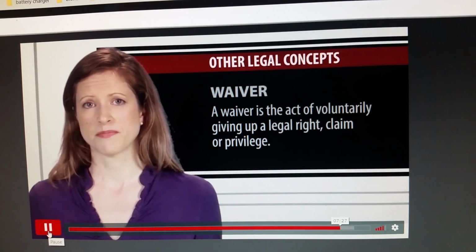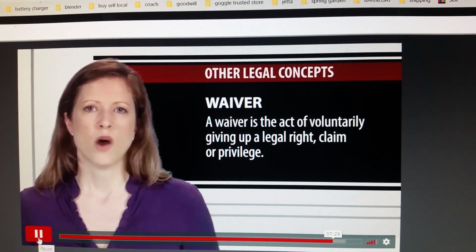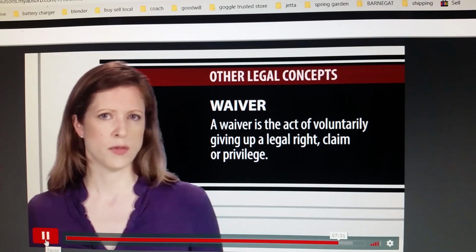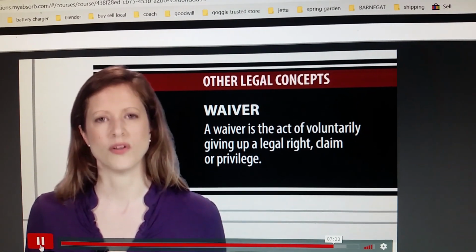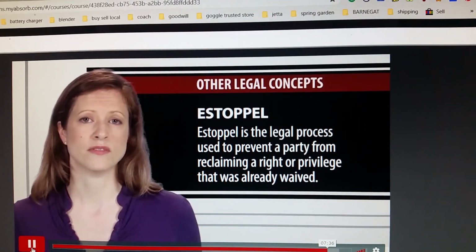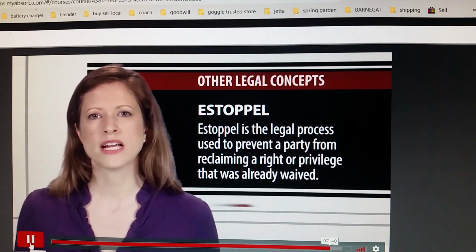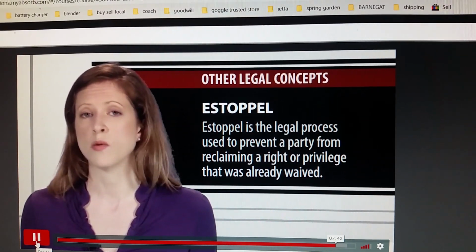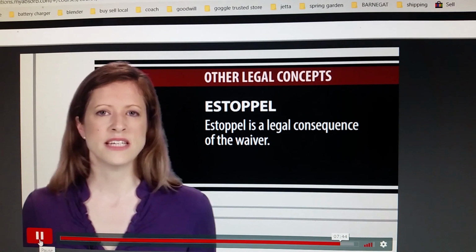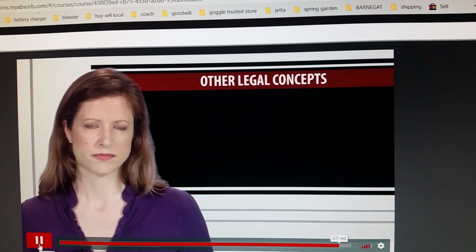Other legal concepts. Waiver. A waiver is the act of voluntarily giving up a legal right, claim, or privilege. Estoppel. Estoppel is the legal process used to prevent a party from reclaiming a right or privilege that was already waived. Estoppel is a legal consequence of the waiver.